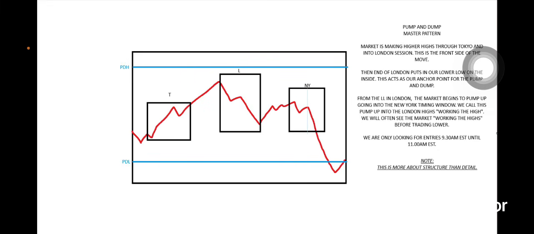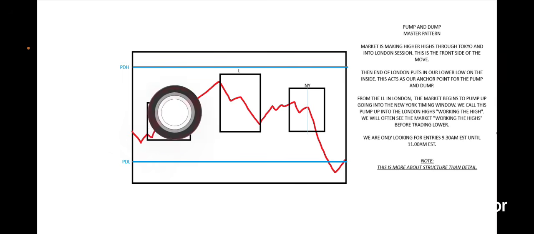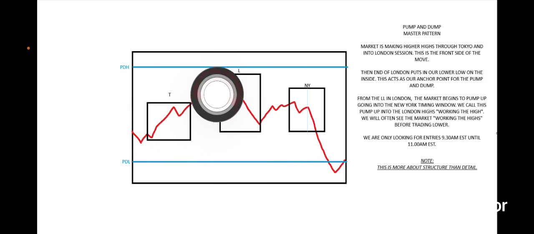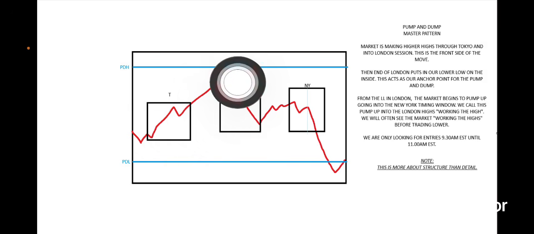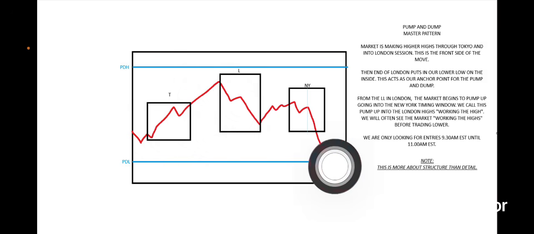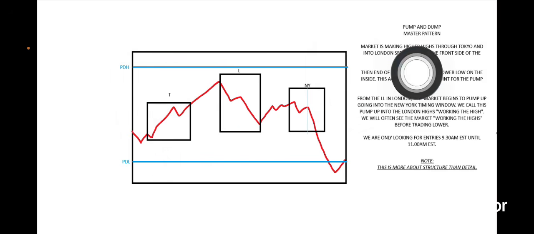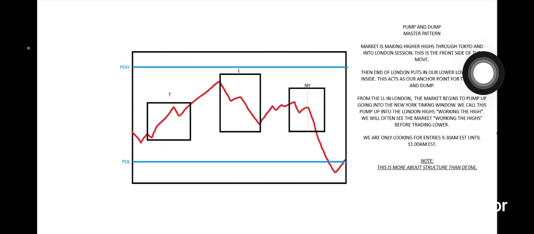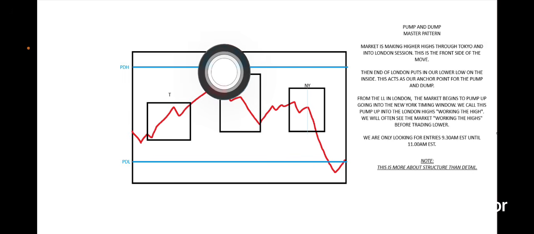Now here we're looking at the pump and dump master pattern on the day, 3-session setup type of thing. Okay. This market is making higher highs through Tokyo and into the London session. This is the front side of that move. Okay. We have the previous day's low, previous day's high. All right. So there's no level being broken, but London trades back up into the previous day's high.